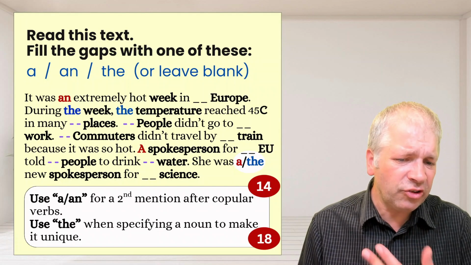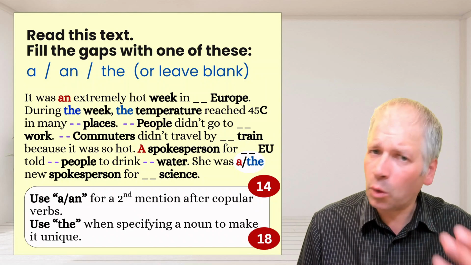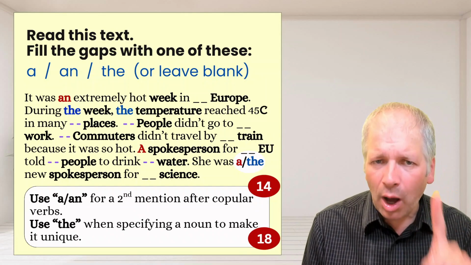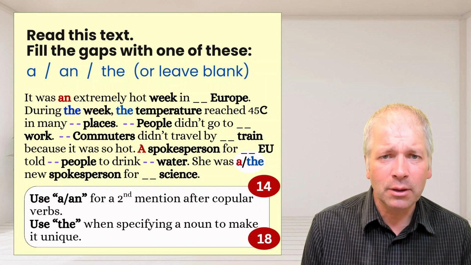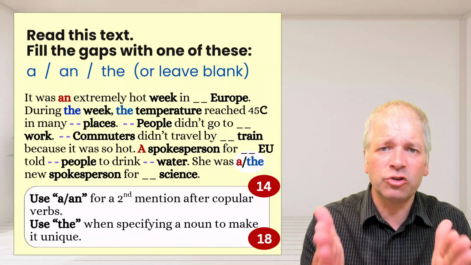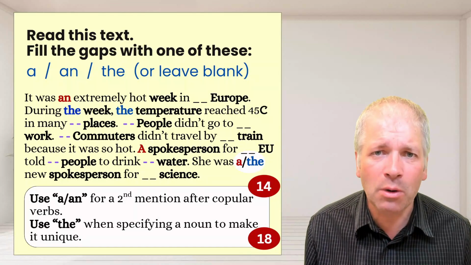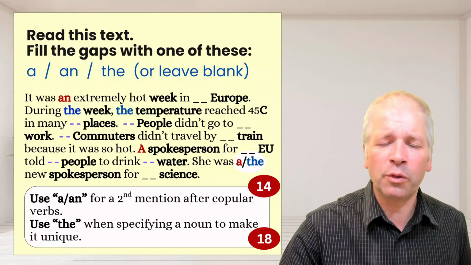Because she wasn't just any spokesperson, she was a or the new spokesperson. And if there's only one new spokesperson, then we've specified the noun by adding new to make it one. And in that case, you should use the. She was the new spokesperson because that would mean she's the only new spokesperson. So it depends what you mean here. You could use a or the.